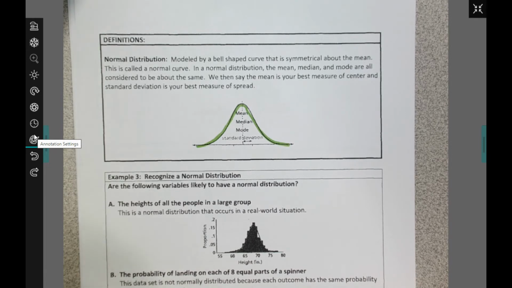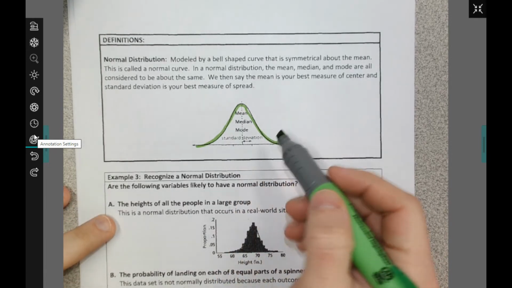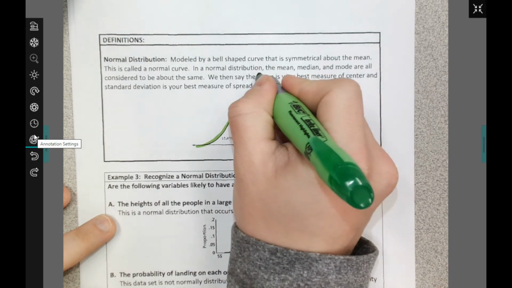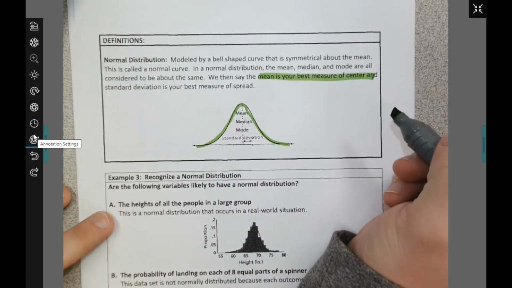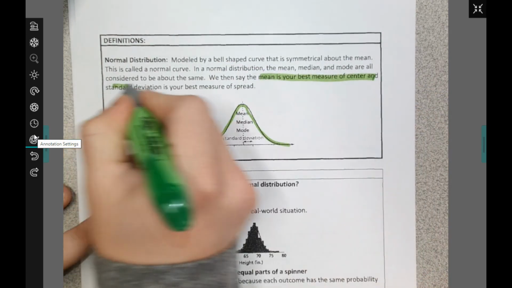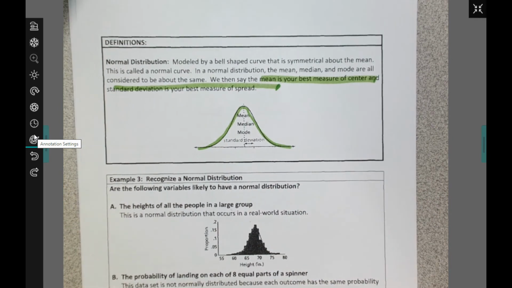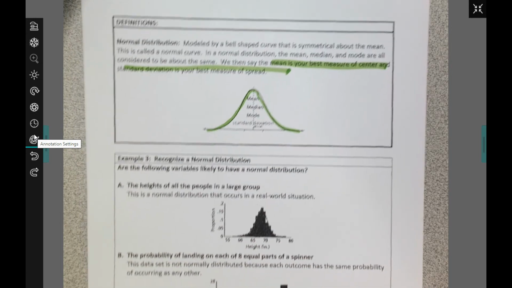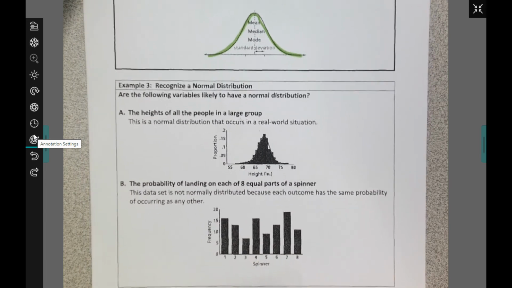For normal distribution, okay, so anything that's symmetrical or normal, we're going to say that the mean is our best measure of center, and then we know that mean goes with standard deviation. So example 3, they give you some scenarios, and then they go into detail why they're normal distribution or not.